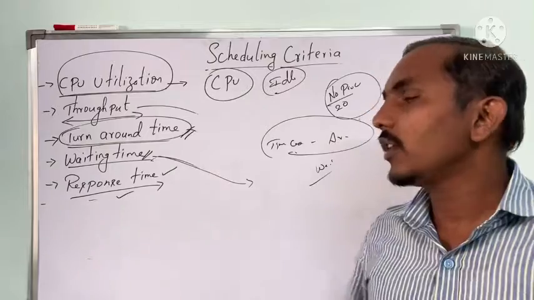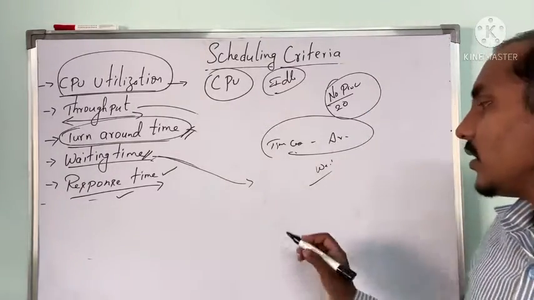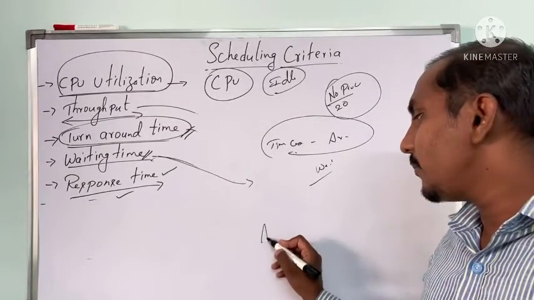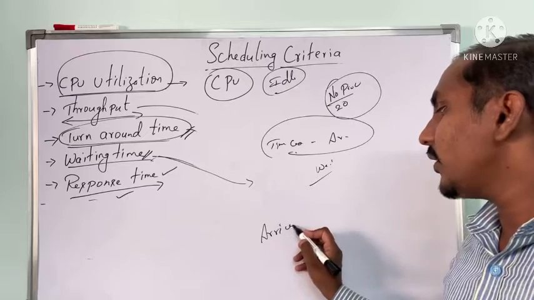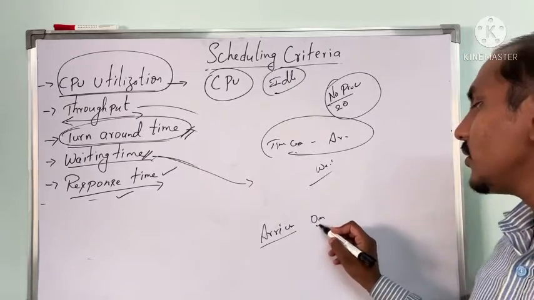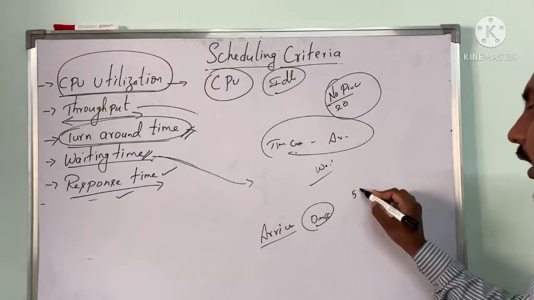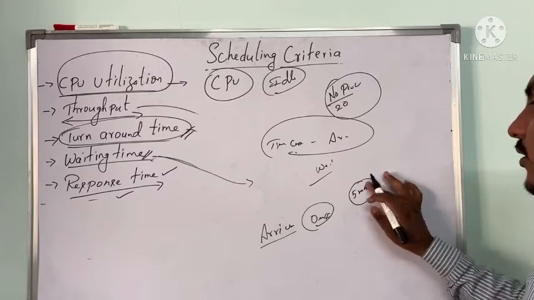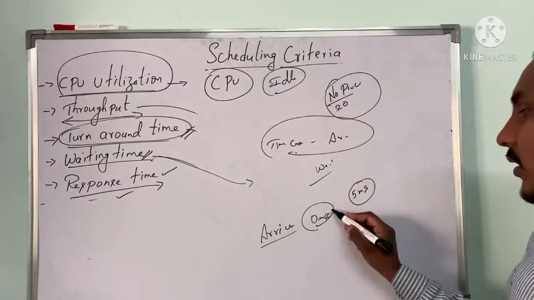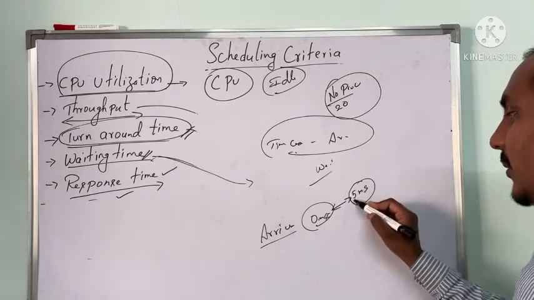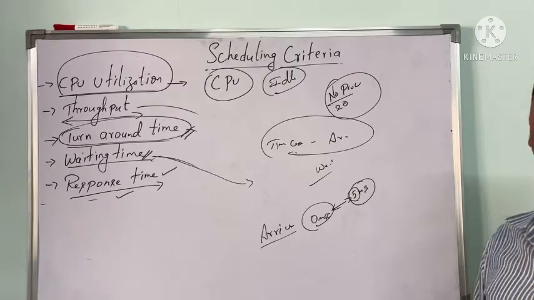And coming to response time. If the process has arrived at 0 milliseconds and it has been selected by the CPU for the first time at 5 milliseconds, then the response time is 5 milliseconds.